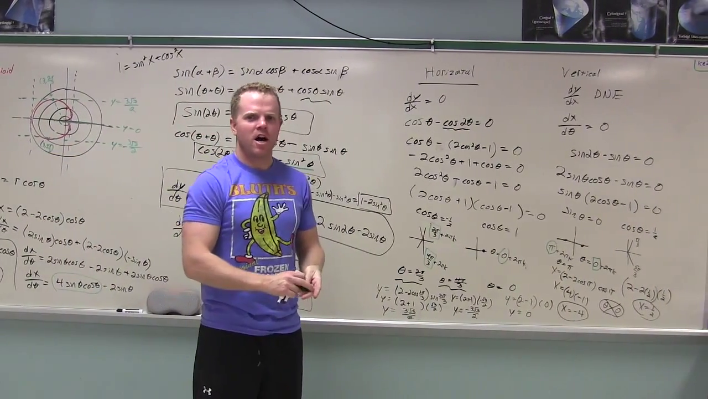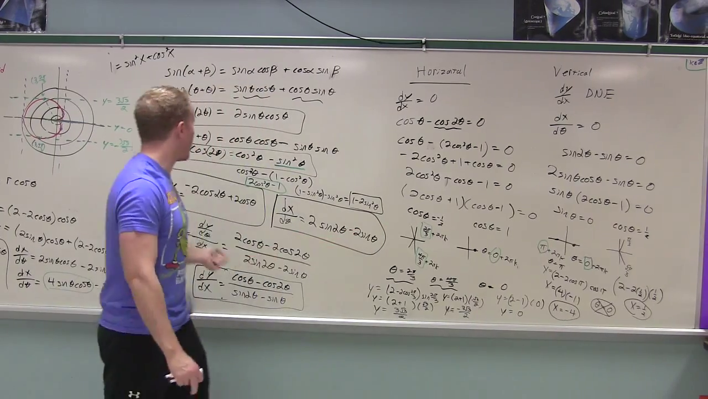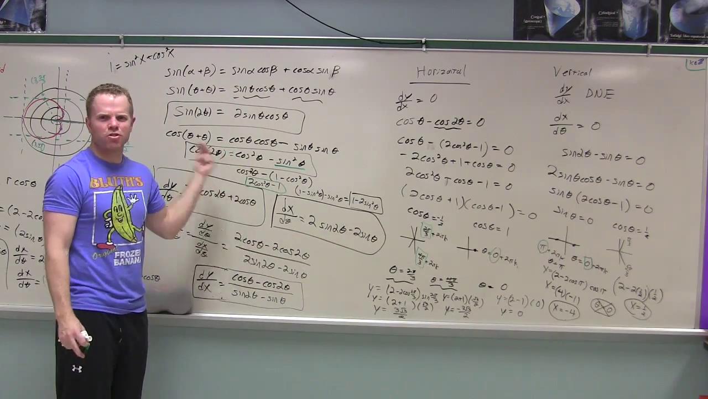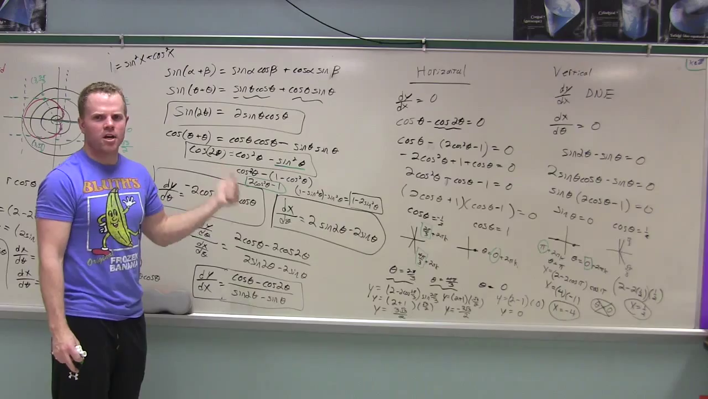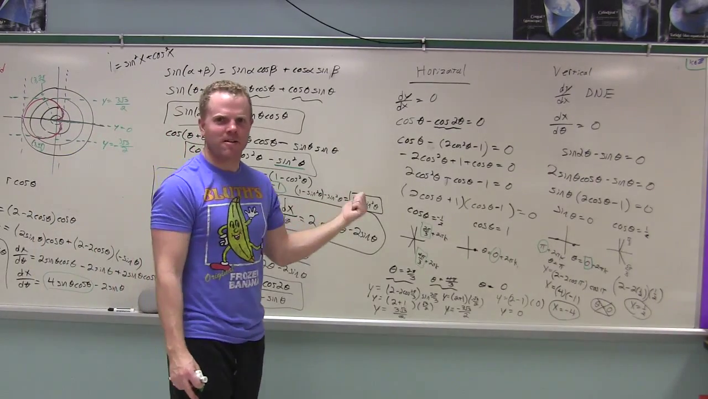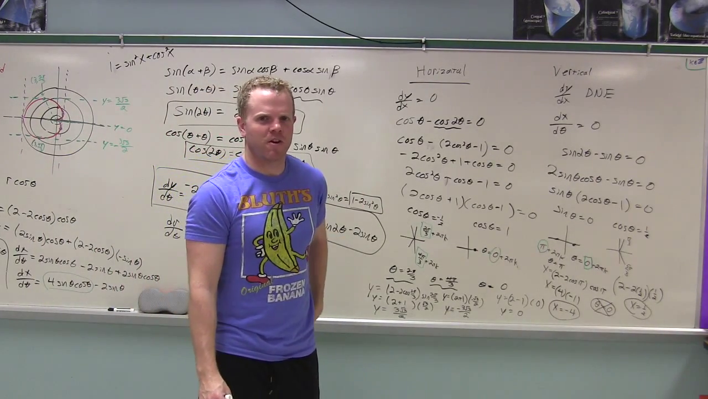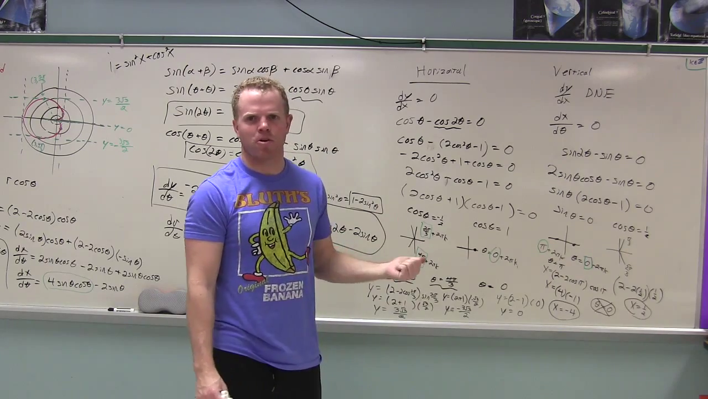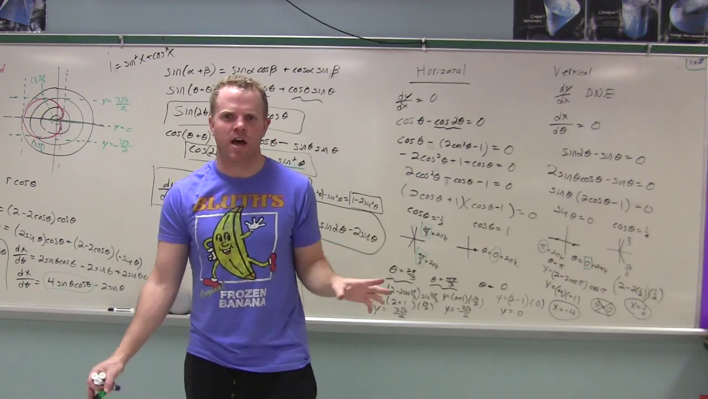Pictures are helpful. Draw them. You should know your trig identities. If not, you should be able to derive the doubles. They're super easy, assuming you know sine, cosine, cosine, sine, cosine, cosine, sine, sine, sine. But know your doubles. They're very, very helpful. They come up a lot in polar, especially with all the roses and things like that.